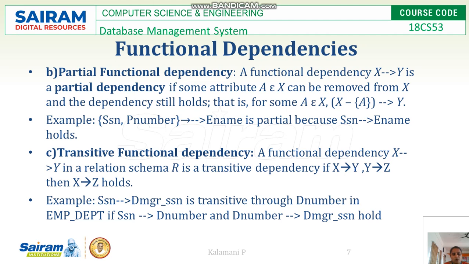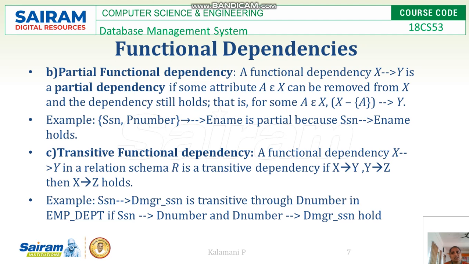For example, if we know the SSN, we can find out the department number. If we know the department number, we can find out the department manager SSN. So instead of that, we can directly say, if we know the SSN of an employee, we can find out the manager SSN. So this is a transitive functional dependency.